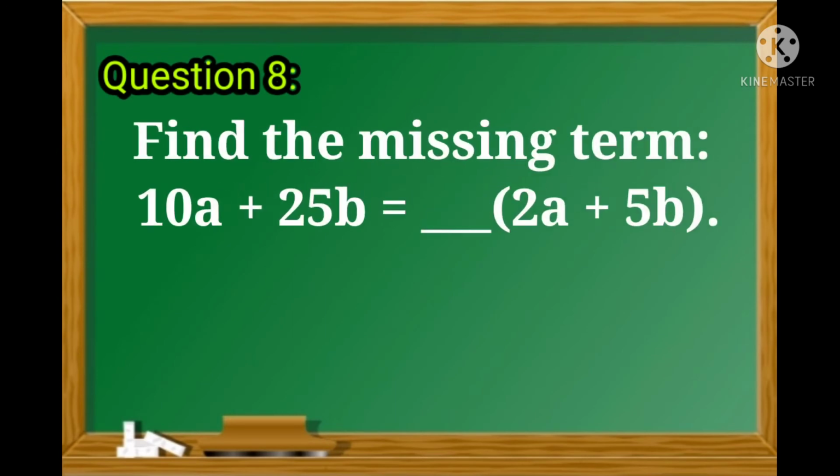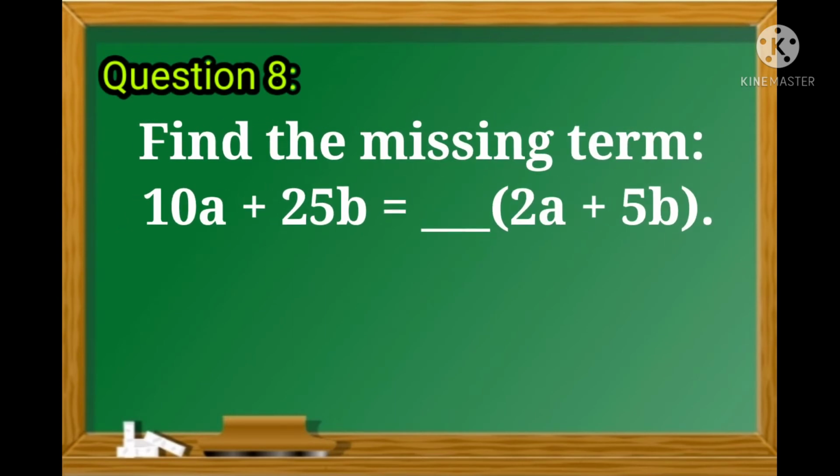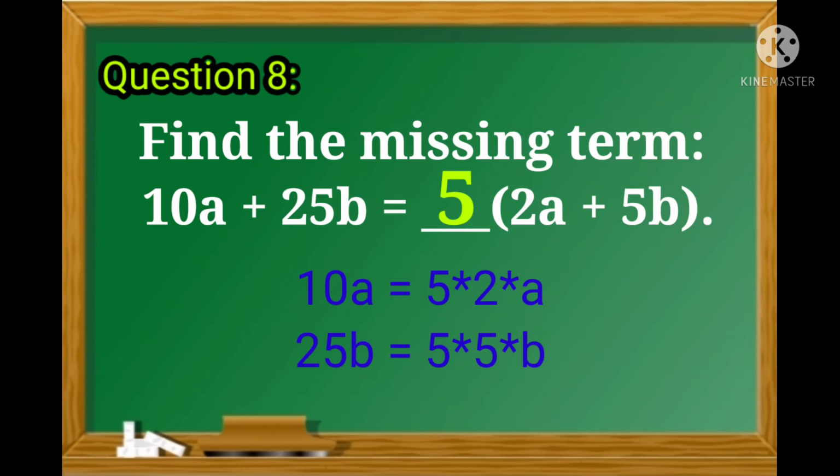Question number 8. Find the missing term: 10a plus 25b equals blank quantity 2a plus 5b. The missing term in this problem is the first factor, which is the GCF. And the answer is 5.